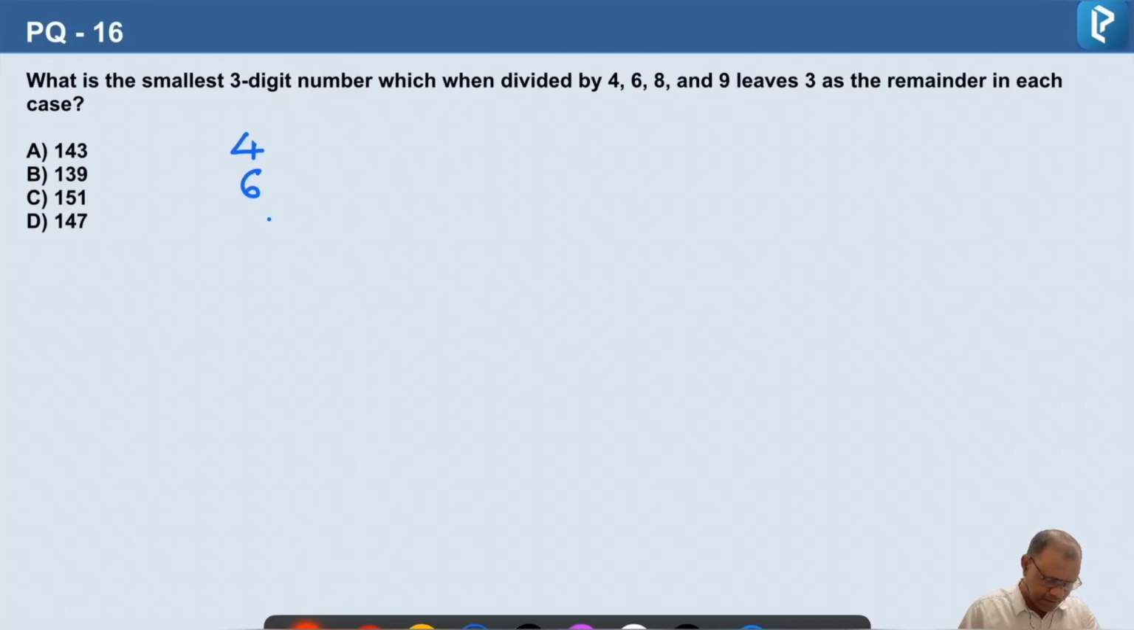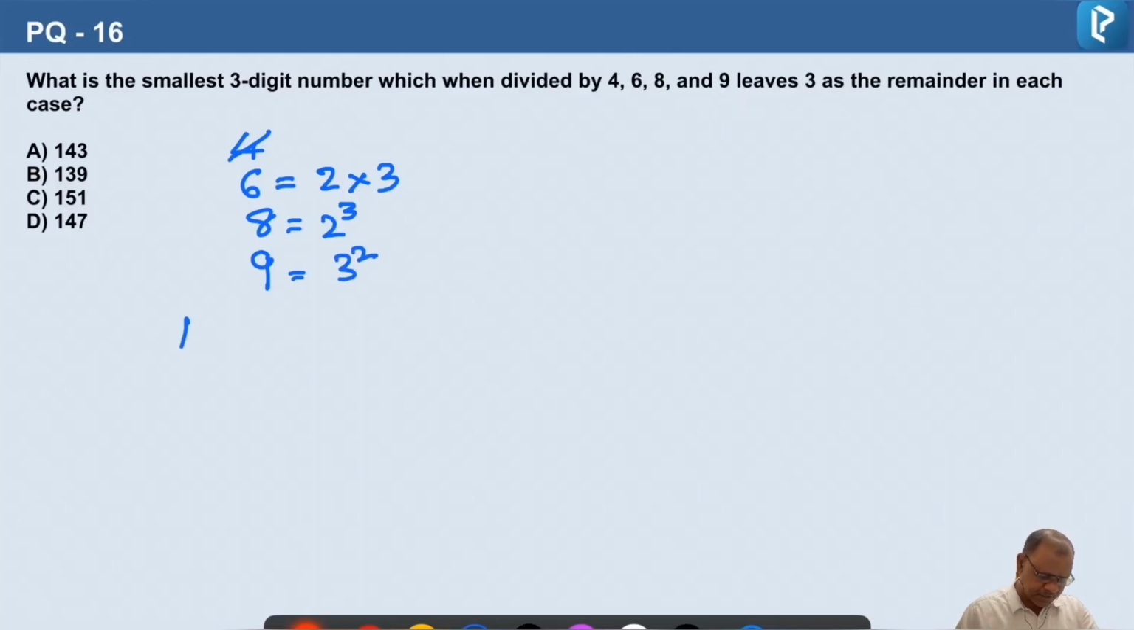So here in these four numbers, 8 is a multiple of 4, so you can cancel 4. The prime factorization of 6 is 2 into 3, and the prime factorization of 8 in exponential form is 2 cube. 9 is 3 square.